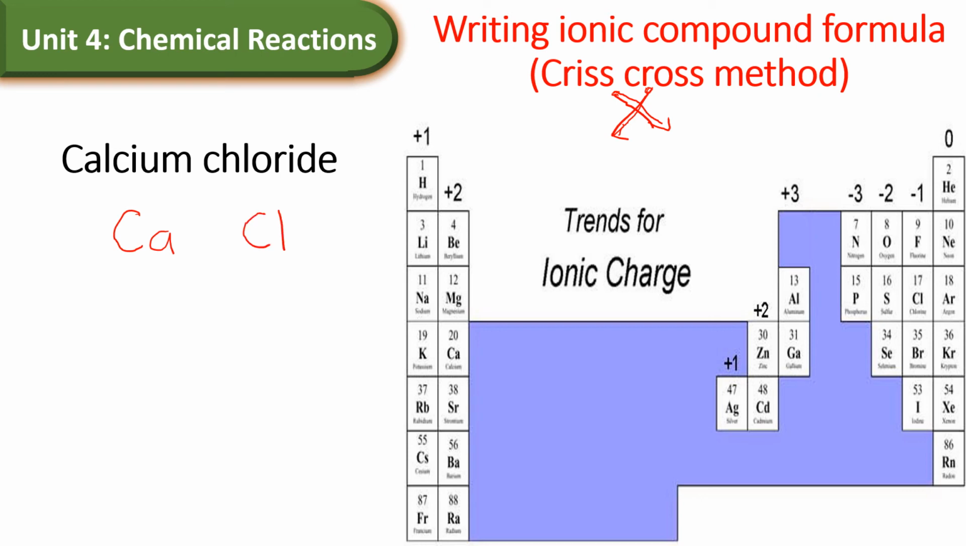Now, I want you to look at the charges. What is the charge of your calcium? Calcium has a charge of 2 plus. Chlorine has a charge of negative 1, or just simply negative. So in your crisscross method, this charge here will go to this part, and this one will go to this part. So it will look like this: Ca negative, right? And Cl 2 positive.